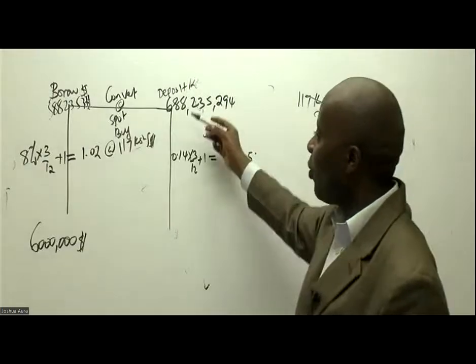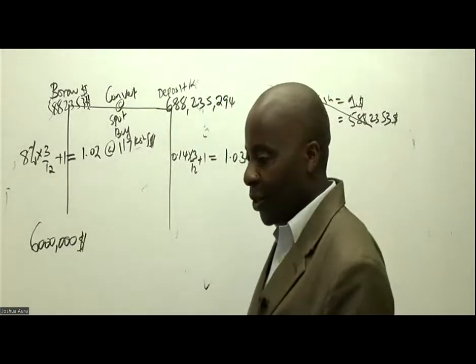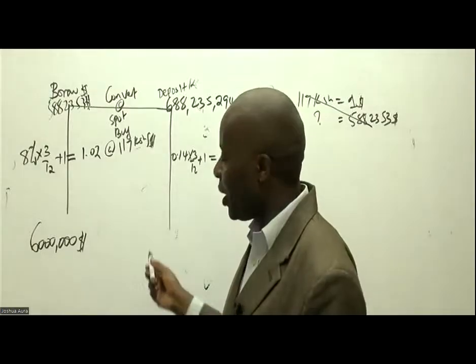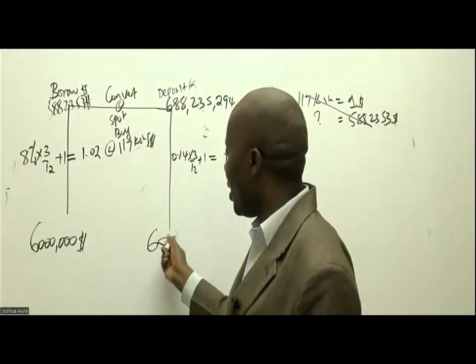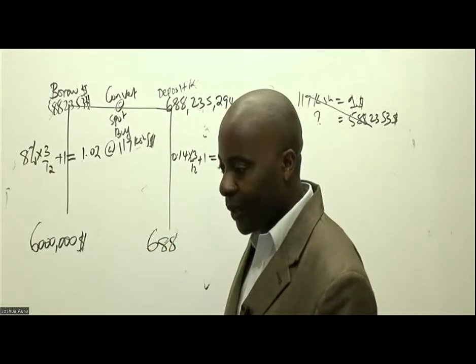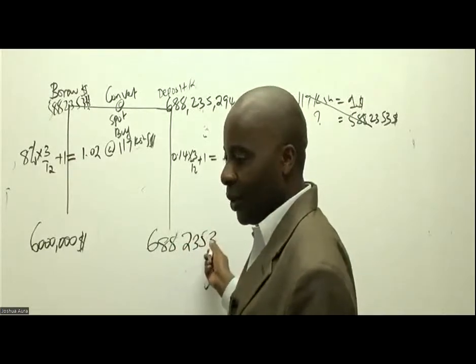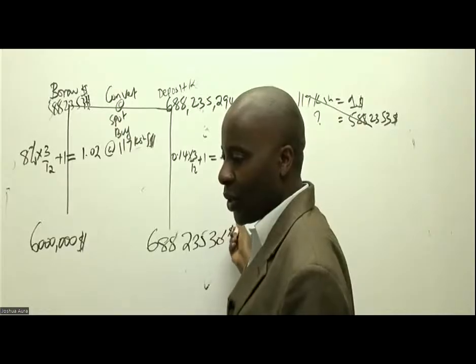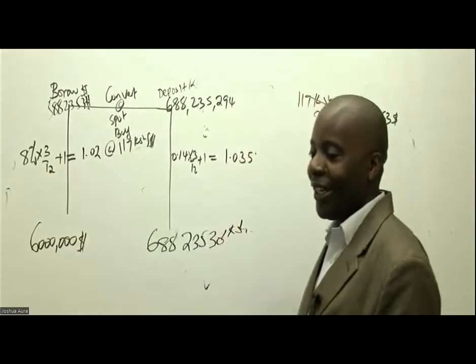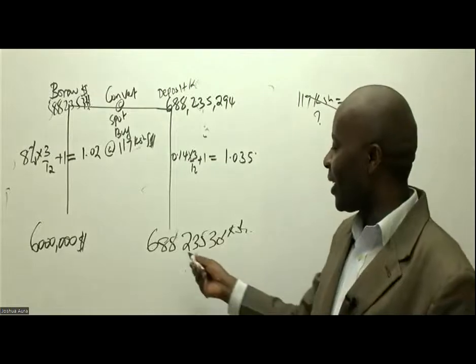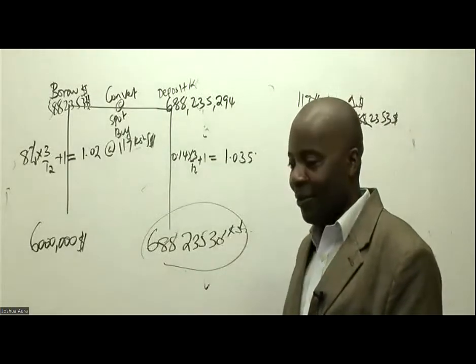So in this case here down, what do we do? We multiply. Multiplying gives us 688,235,301 Kenya shillings, like that. Thank you. Is there anybody who got this figure?